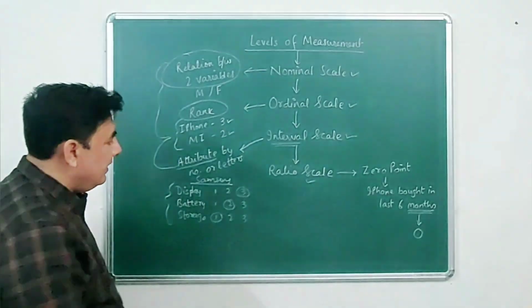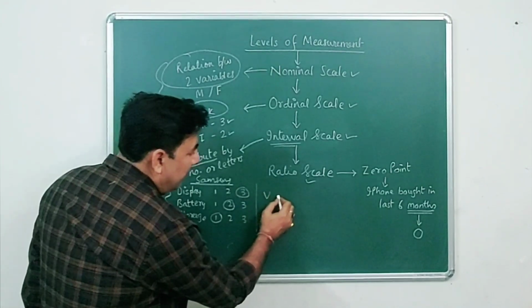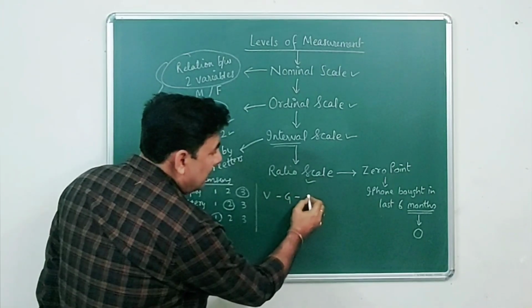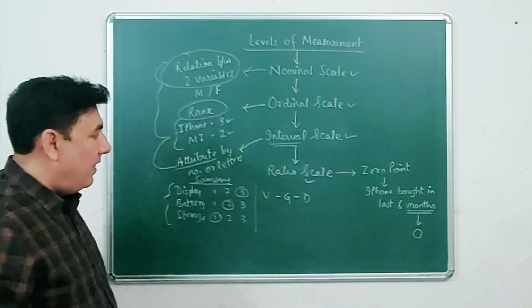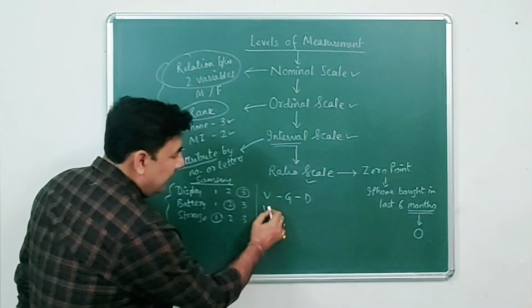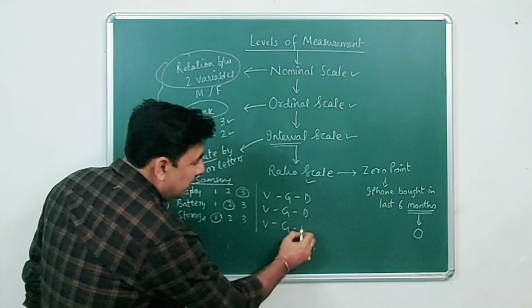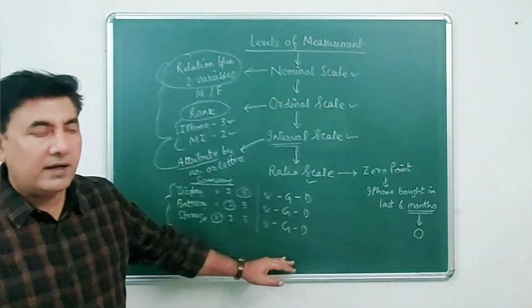One more is there, that is alphabetical format, where very good, good, not good, that means you are dissatisfied, or poor. So again, the customer can give their feedback on the basis of these attributes. So this is called semantic.